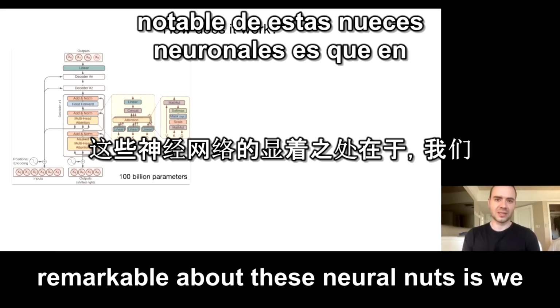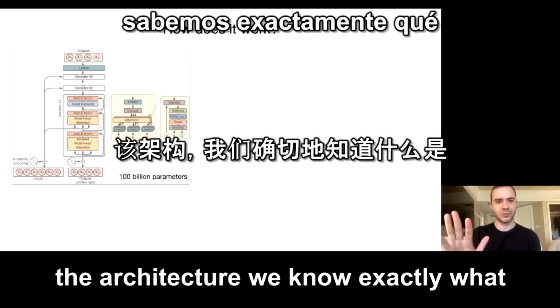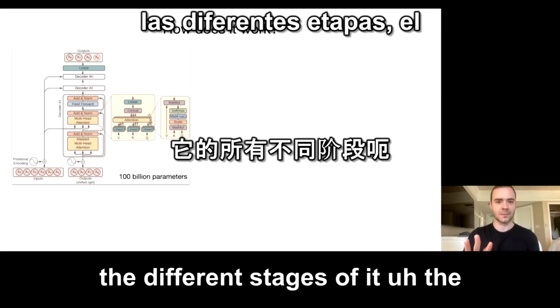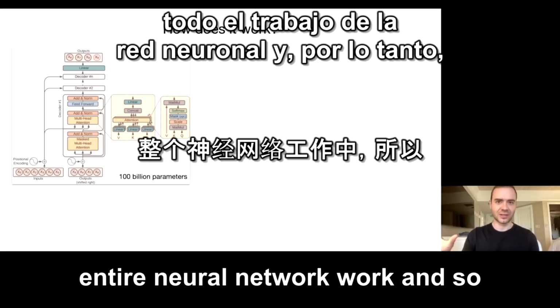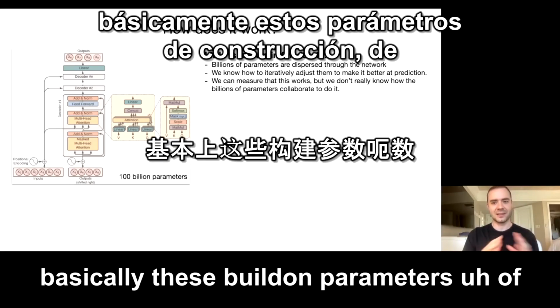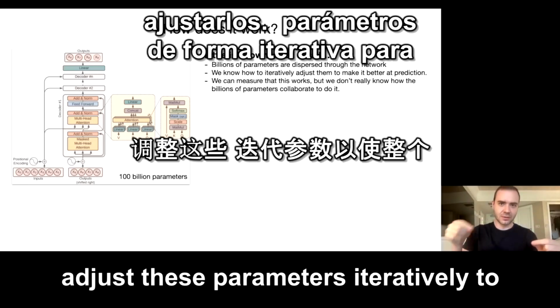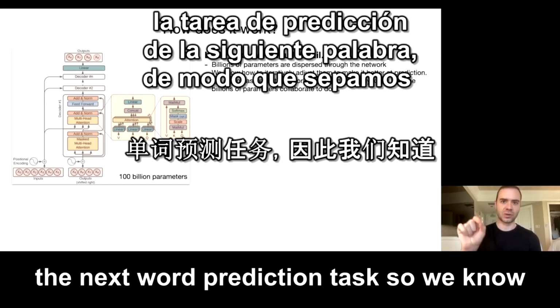Now, what's remarkable about these neural nets is we actually understand in full detail the architecture. We know exactly what mathematical operations happen at all the different stages of it. The problem is that these 100 billion parameters are dispersed throughout the entire neural network. And all we know is how to adjust these parameters iteratively to make the network as a whole better at the next word prediction task.